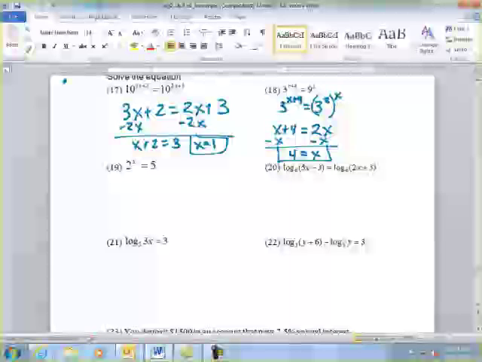Could I write them as the same? No. 5 cannot be written as a power of 2. So then we need a new method. How do we undo exponentials? Logs. That's what logs do, is undo these exponentials. So to fix the exponential, we're going to take a log of both sides. It could be any type of log. Log base 10 or log base e would be the most helpful because those we can easily plug in the calculator.